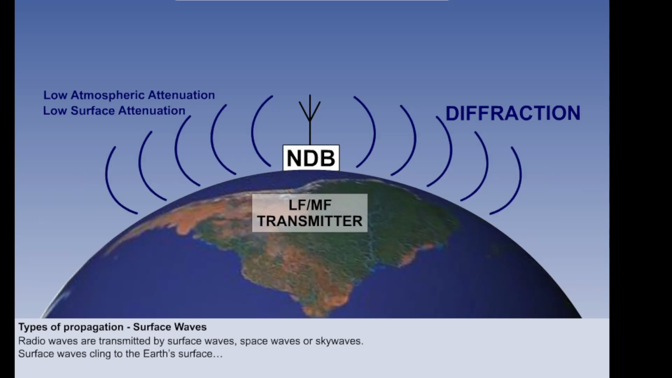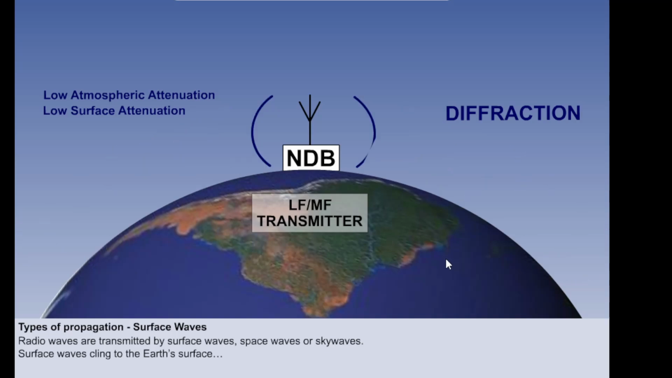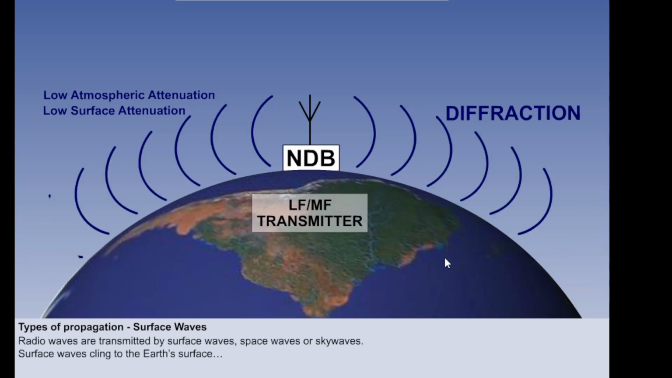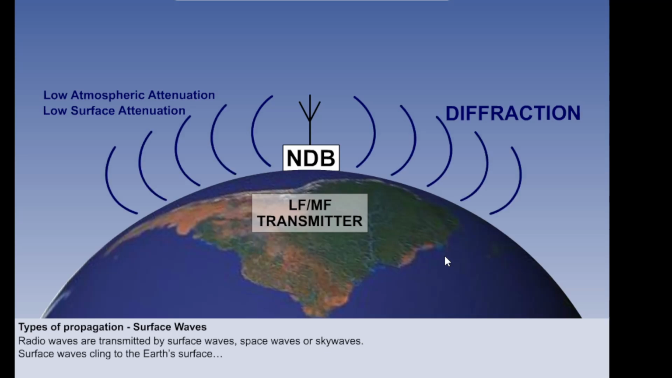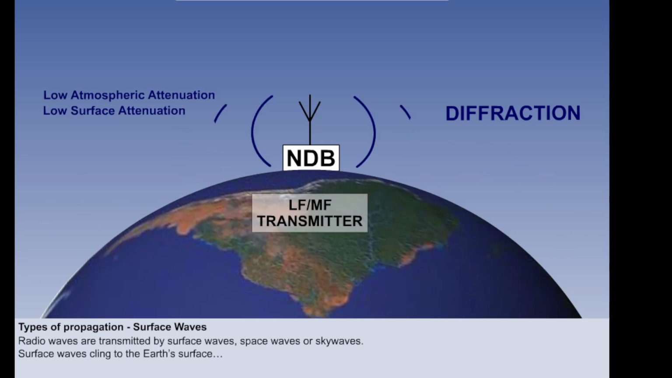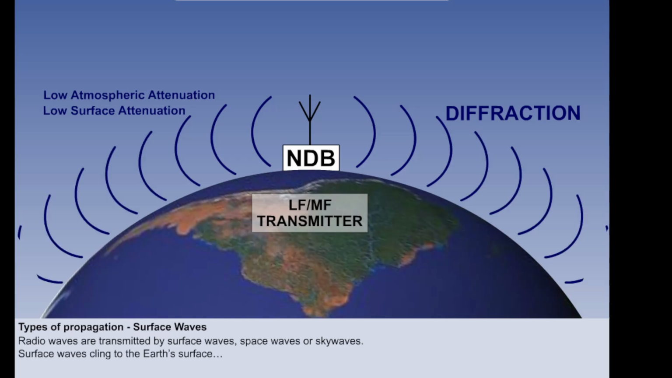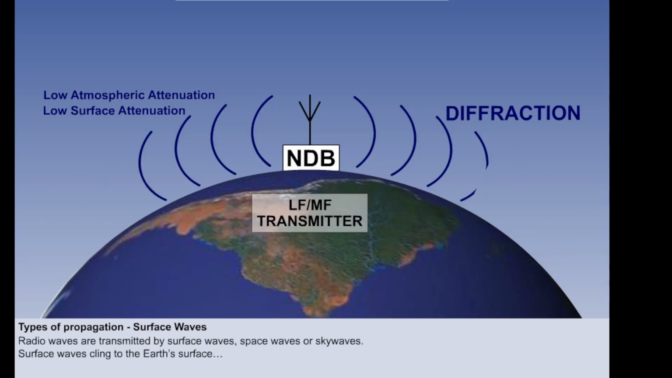Let's start with surface waves. These exist at frequencies from about 20 kHz to about 50 MHz, which is from the upper end of very low frequency through long wave, medium wave, and high frequency to the lower end of very high frequency. They travel across the Earth by the process of diffraction.